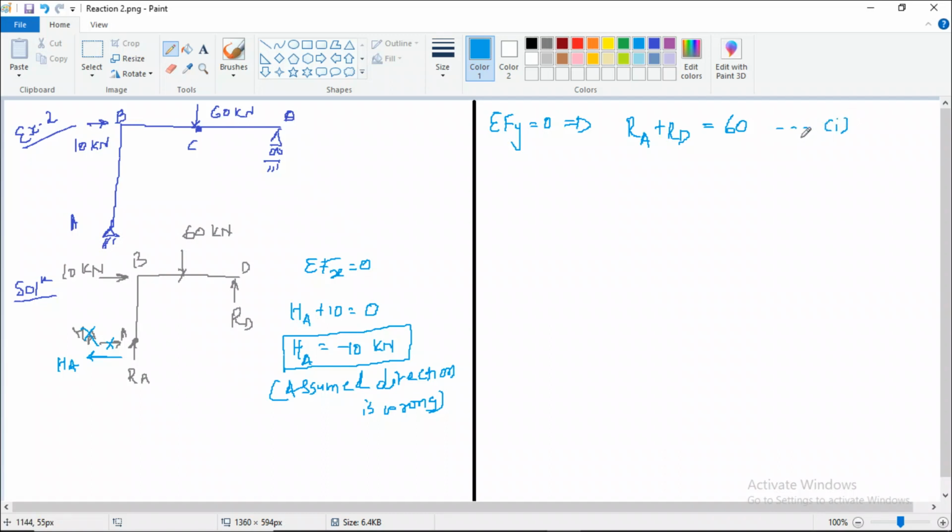Then we need to take moment about any point, either A point or D point. So let us say third condition, summation of moment about point D is equal to 0. Generally we take it from the right hand side point most often than not. So if we apply this, what force we have?